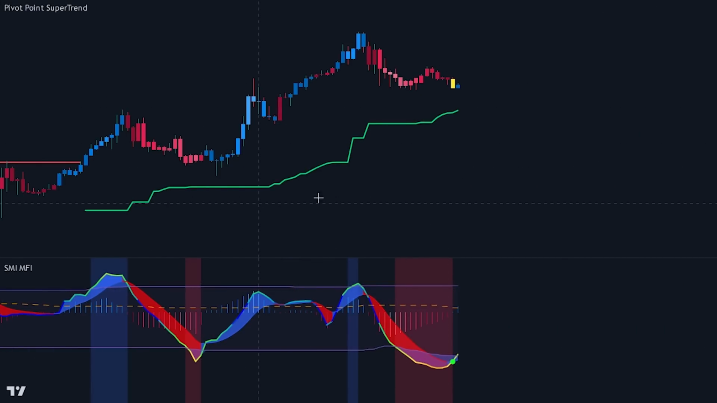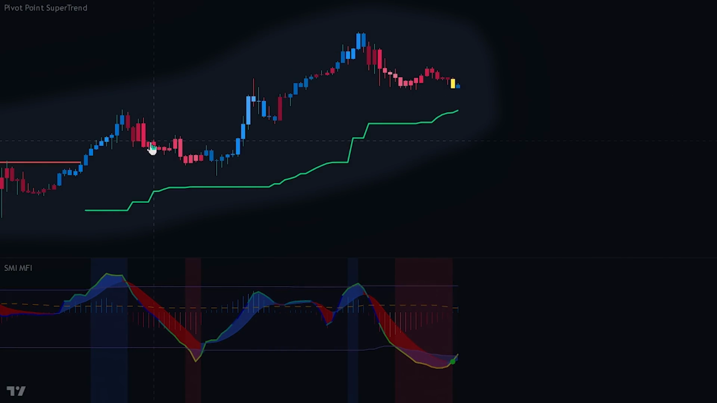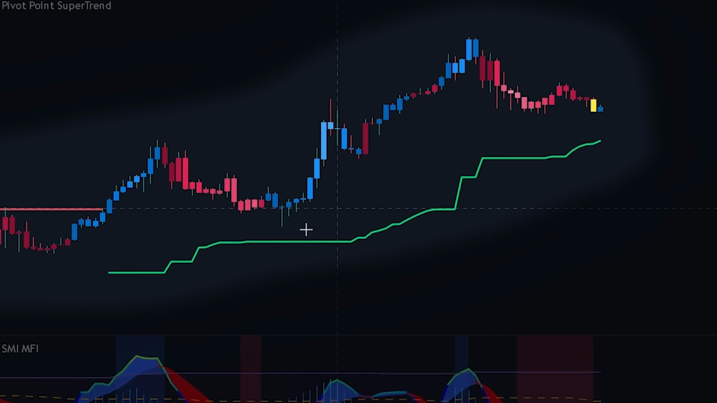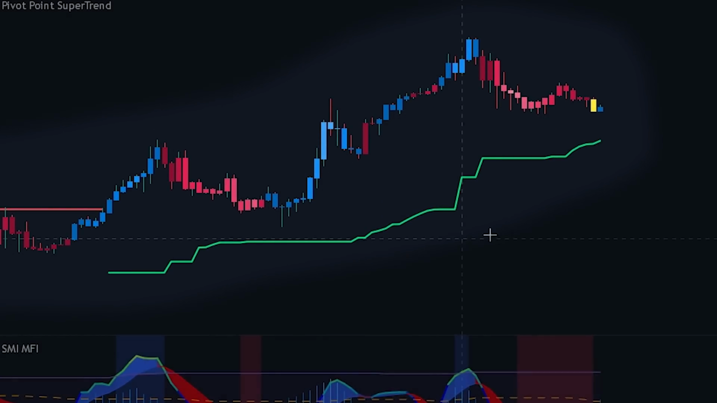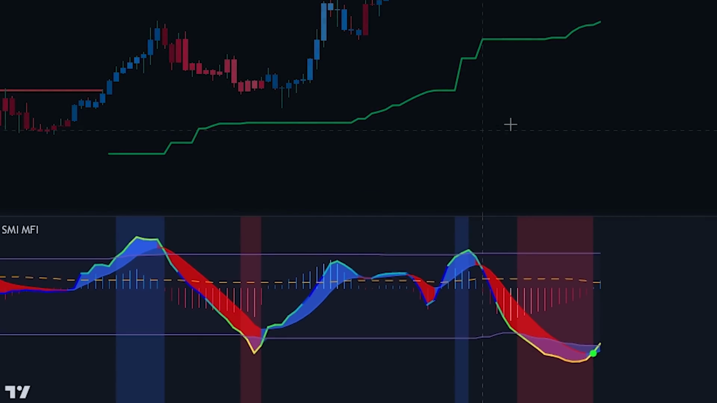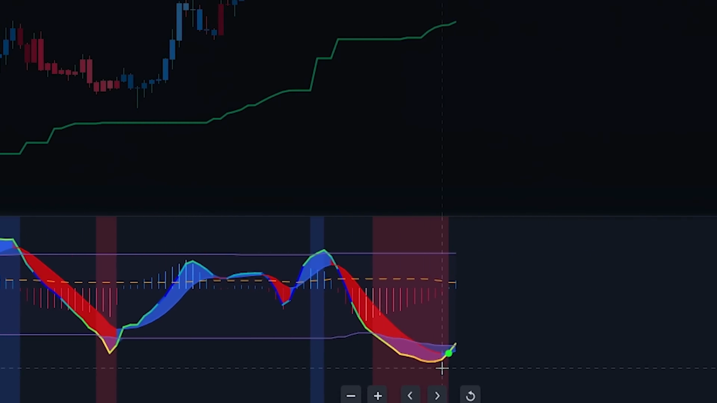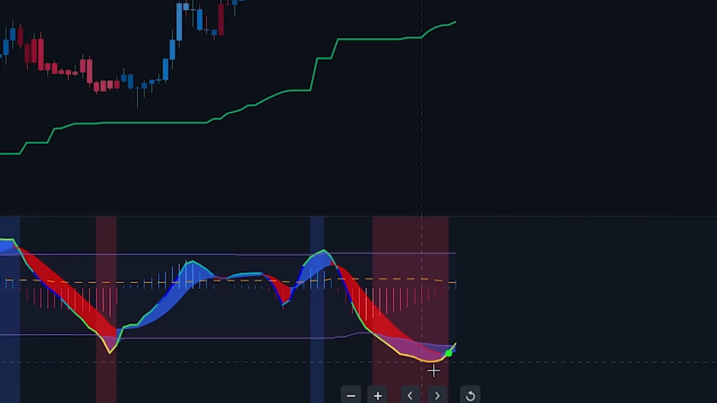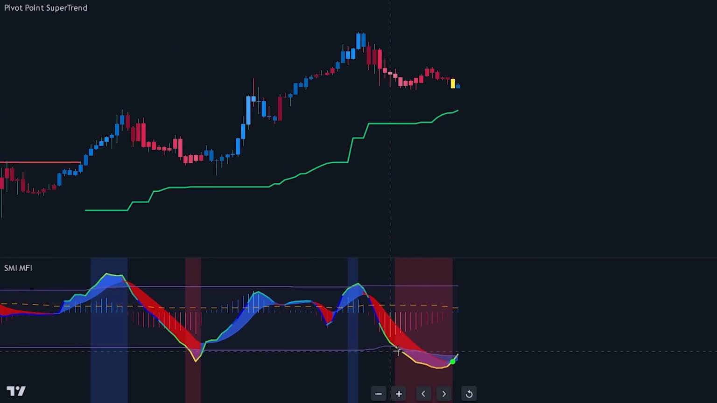Here we can see that the price is in an uptrend. We know this because of the price making higher highs. Along with this, the Pivot Point Supertrend is also indicating that the trend is bullish. If we take a look at the SMI MFI indicator, we can see that the SMI MFI line has crossed above the signal line while being below the lower dynamic zone line. This caused a green dot to be printed, indicating that it's a good idea to enter into a buy position. Despite this, we won't yet enter into the position.